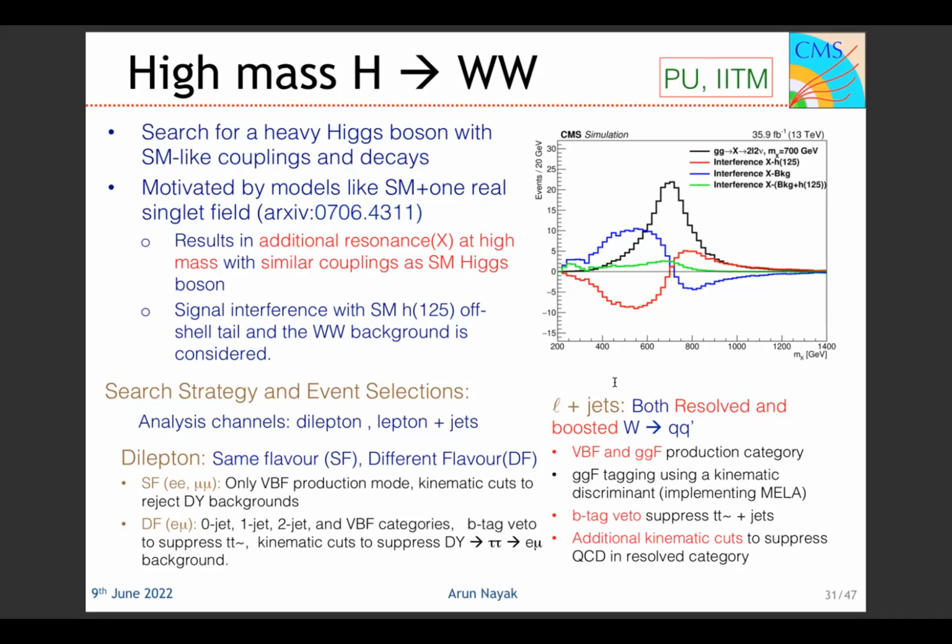And similarly for lepton plus jets, they have also considered the resolved categories as well as boosted categories, where W can be boosted, where W decays to jets. One of the W decays to 2 jets. And they also use the vector boson fusion or gluon fusion production category. Gluon fusion is tagged using the so-called MELA discriminant, this matrix element likelihood method, which is used to construct the discriminant to identify the gluon fusion process. And then you add additional kinematic cuts or b-vetoes to reject the backgrounds.